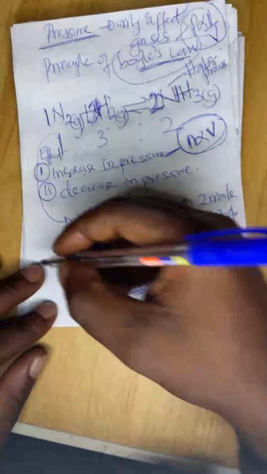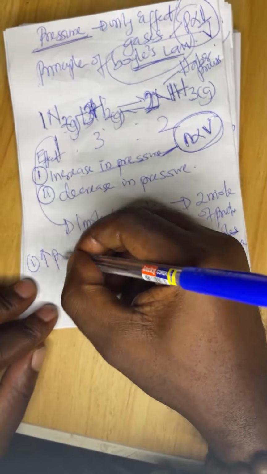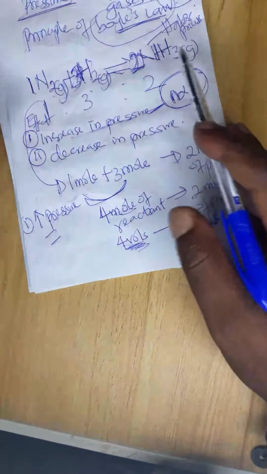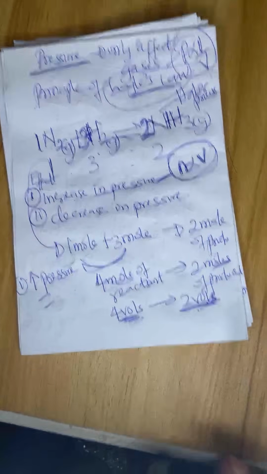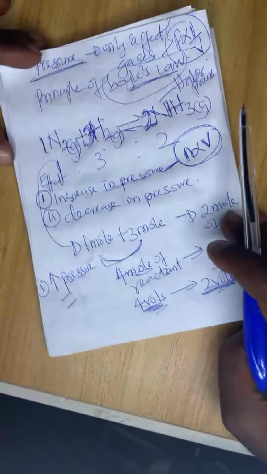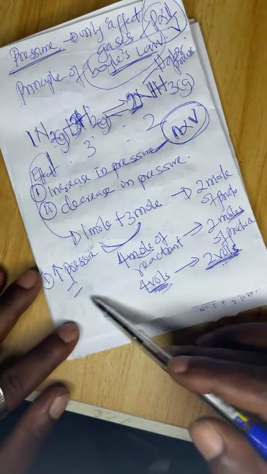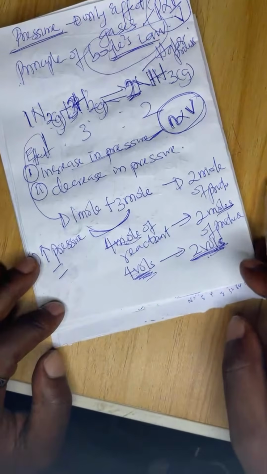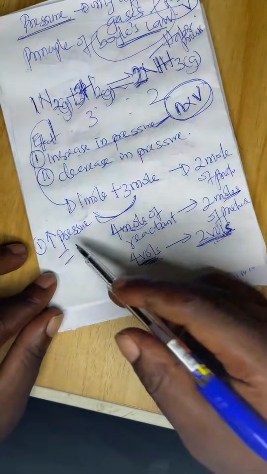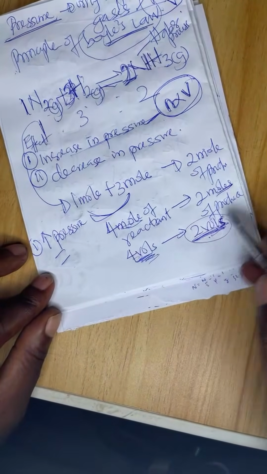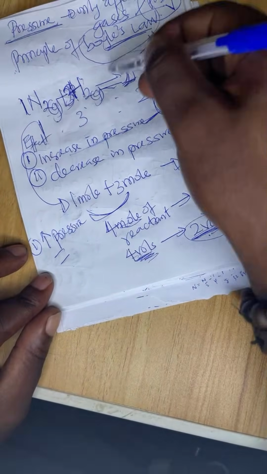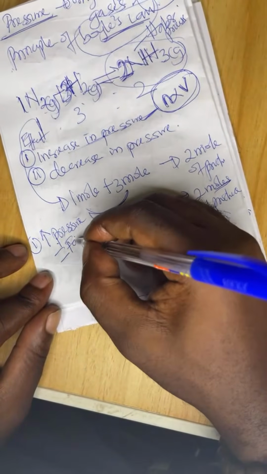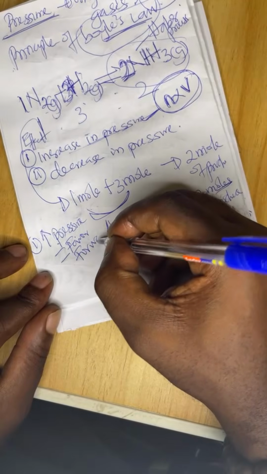Two, yes. So number 1 case, increase in pressure. According to Boyle's law, pressure is inversely proportional to volume. So increase in pressure we go to what? Lower volume. Not volt, it's volume. So increase in pressure we go to lower, and this is 2, and that is the product side. So increase in pressure in this case, we favor forward reaction.